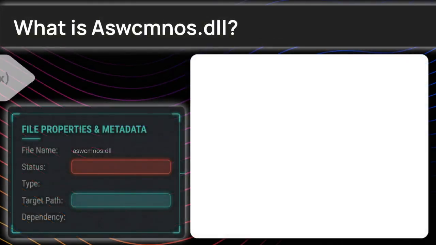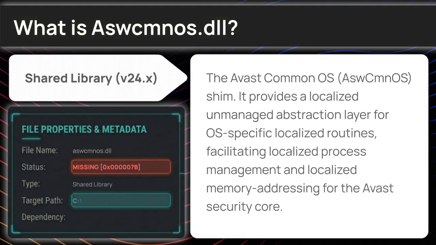This is the Aswcmnos library, the Avast Common OS, Aswcmnos, shim. It provides a localized unmanaged abstraction layer for OSE-specific localized routines, facilitating localized process management and localized memory addressing for the Avast security core. Now that we've covered what the file does, let's jump into our first fix.